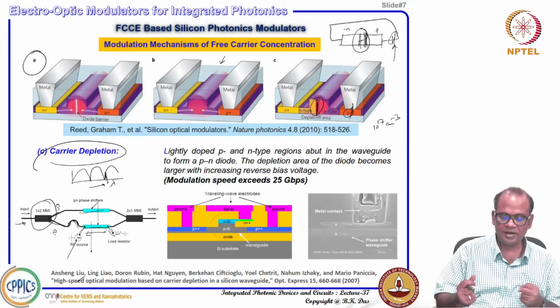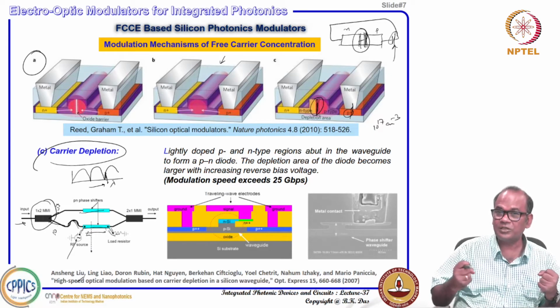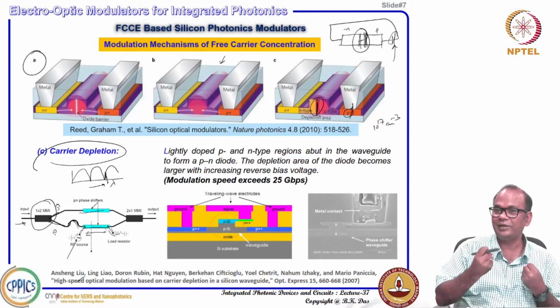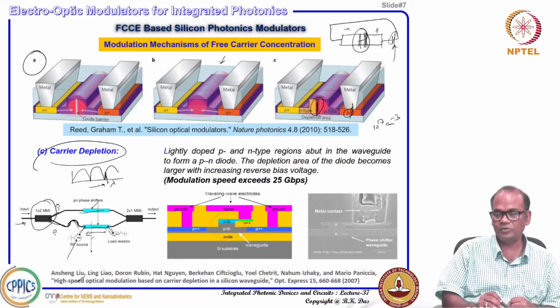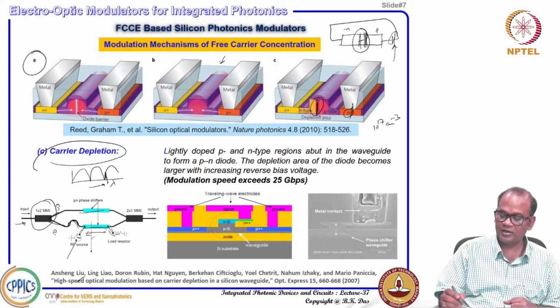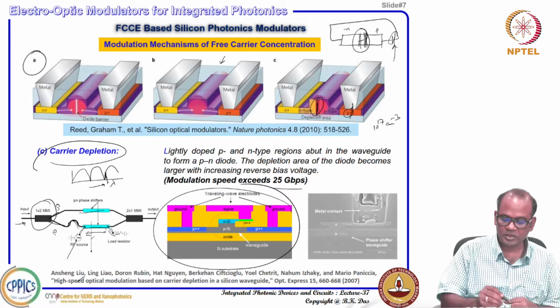You are depleting the carrier, because you are reducing the carrier, that means the refractive index is increasing. That means the phase is increasing in one of the arms and the other arm is not. In that case, you could demonstrate very high speed modulation, and they have shown data transmission up to 25 Gbps. So this is the waveguide cross section for this phase shifter.